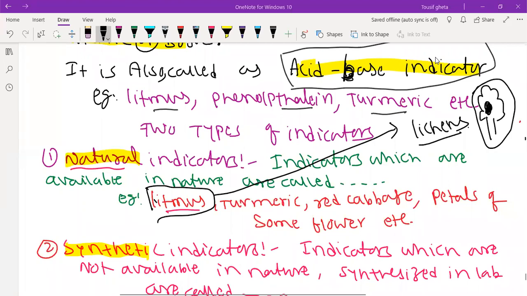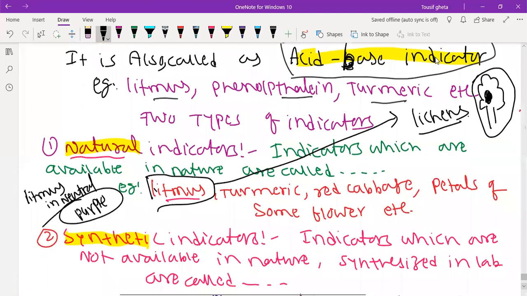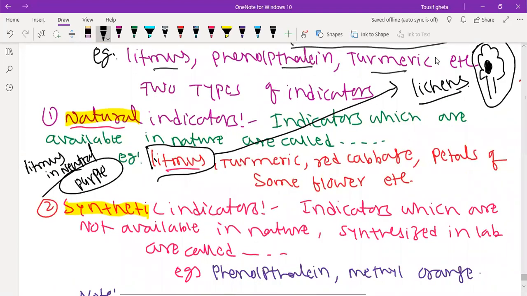Litmus in neutral solution is purple color. This litmus paper is there now. Litmus paper in neutral is purple color. When you dip it in acid, it will turn red. When you dip it in base, it will turn blue. So litmus is nothing but which color? Purple color. Their solution in neutral state is purple.